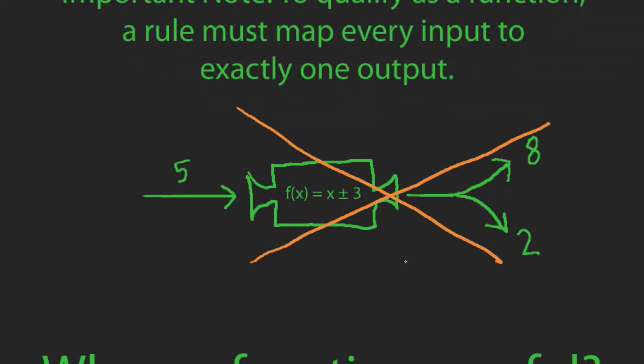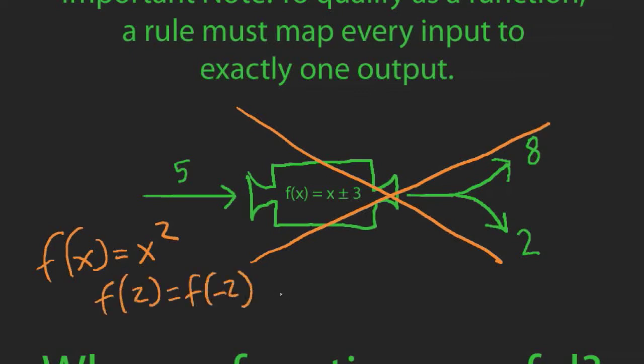It is okay, though, to have a function that gives the same output for more than one input. So just as an aside, if I have f of x equals x squared, this is still a function, because even though f of 2 is the same as f of negative 2, because those both square to 4, that's okay.